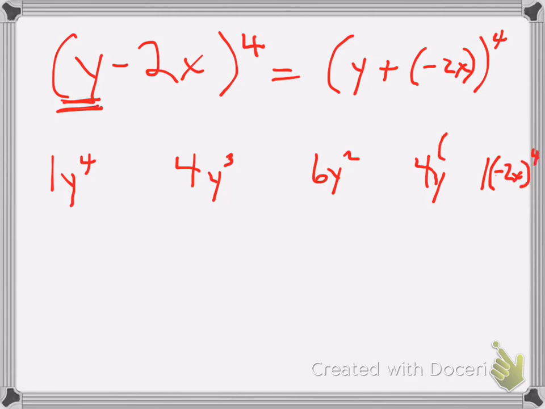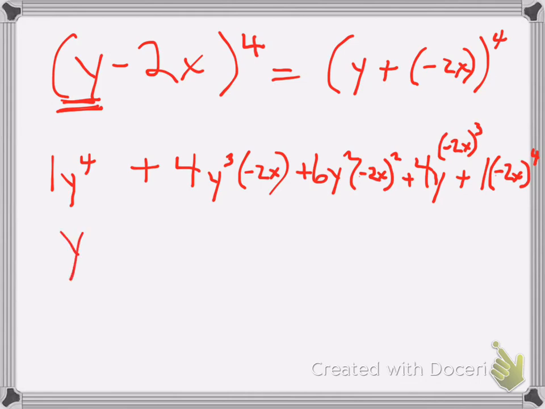I'm going to have to write this up above because I didn't leave myself enough room. Negative 2x cubed in that one. Negative 2x squared in this one. Negative 2x to the first in that one. Okay. And now I'm going to have to practice the skills that we've been doing the last couple days in class, right? y to the fourth just stays y to the fourth. 4y cubed times negative 2x is negative 8y cubed x.